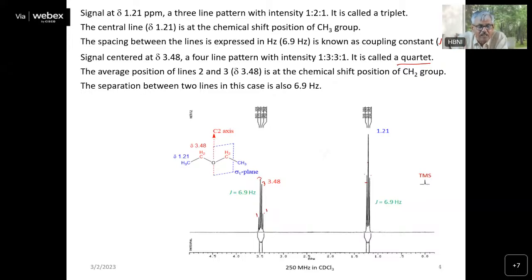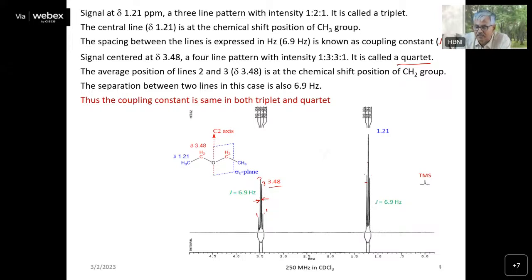And if you see in case of quartet, the chemical shift will be the average of these lines. You have to take the average position of these two lines. In the triplet it is the middle line, but here you have to take the average of these two lines in chemical shift, and that will be your chemical shift value, and that is nothing but 3.48 ppm. Again you see here it was 6.9 hertz, here also 6.9 hertz. So that's the coupling constant.